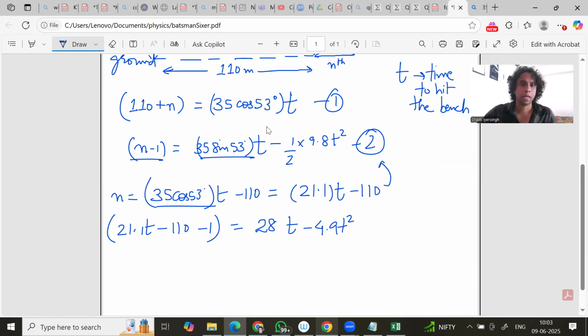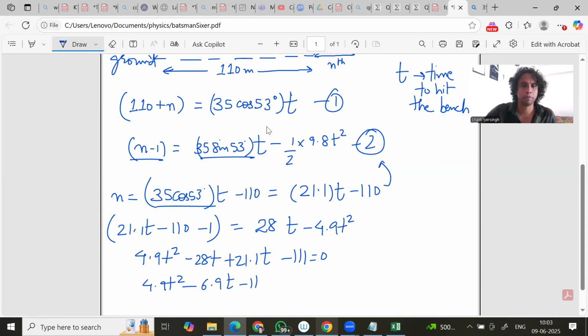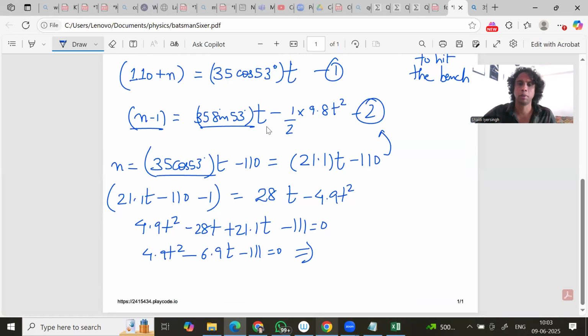And now reducing this to a proper quadratic form, bringing everything to the left-hand side, 4.9 t squared minus 28t plus 21.1 t minus 111 equals 0. And this is going to give me 4.9 t squared minus 6.9 t minus 111 equals 0. Now you can use a quadratic solver or solve it using your discriminant method, and you will probably get around 5.5 seconds.